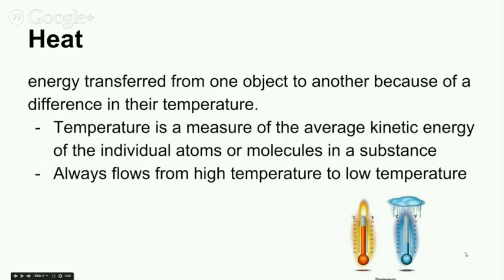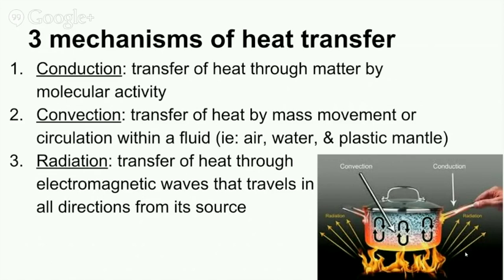There are 3 mechanisms of heat transfer. The first one is conduction. This is the transfer of heat through matter by molecular activity. So as you can see here, the heat is being conducted from the fire to the metal pot to the handle. So these 2 surfaces must be in contact because energy is transferred between colliding molecules, and if the molecules aren't touching, then they can't collide.